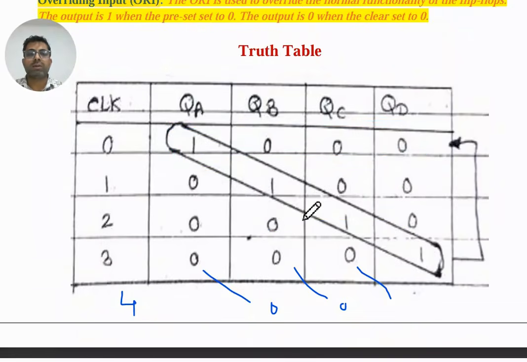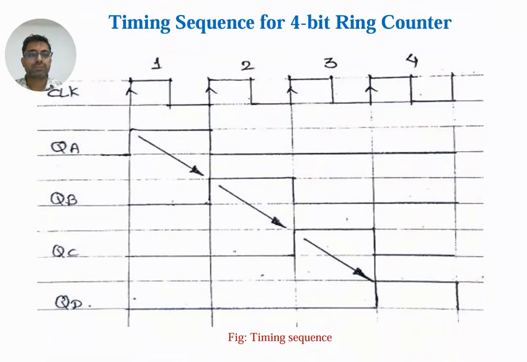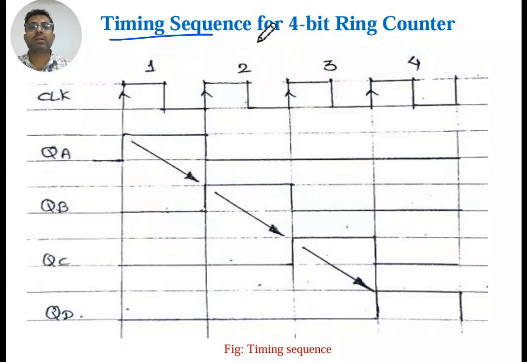Now, the timing diagram is also important for this, so we will see that now. The timing sequence of this 4-bit ring counter we will see. Now the clock is required for the operation of the flip-flop, as I have told you. So the clock I have drawn over here. Is this clock positive edge triggered or negative edge triggered? This is positive edge triggered, right? So the arrow is over here.